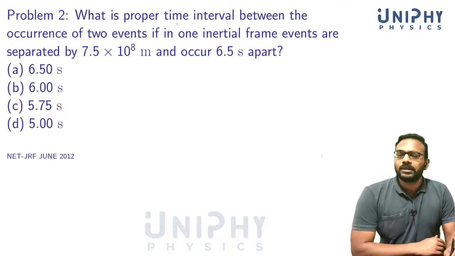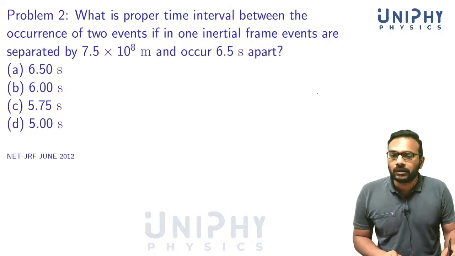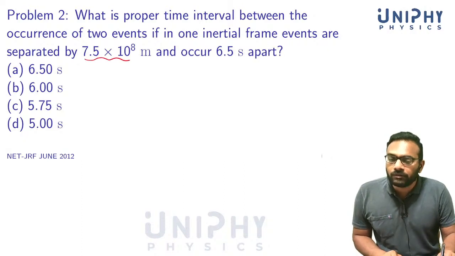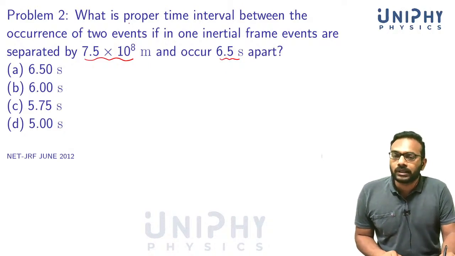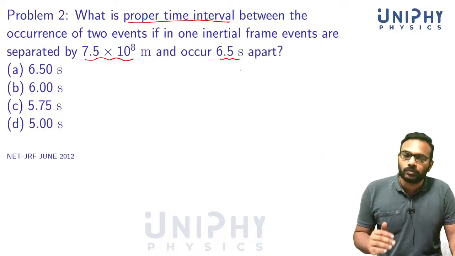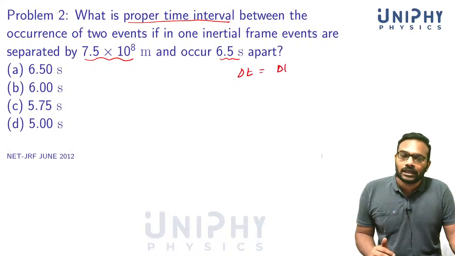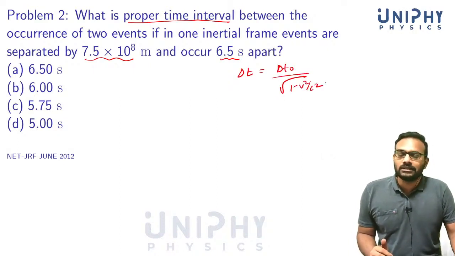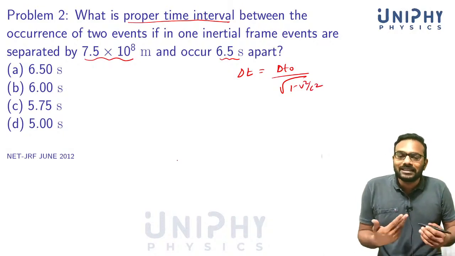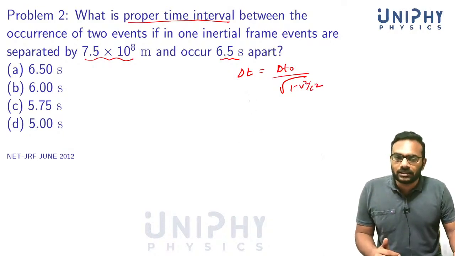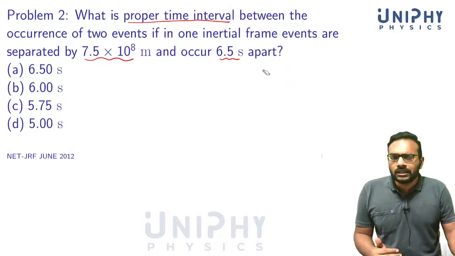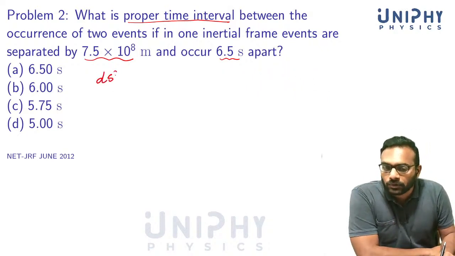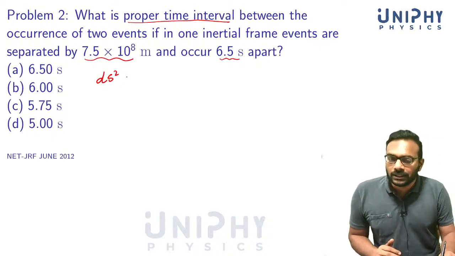What's the proper time interval between the occurrence of two events if in one inertial frame the events are separated by 7.5 into 10 raised to 8 meters and occur 6.5 seconds apart? They have asked for the proper time interval. Now, the usual expression that comes to our mind when we talk about proper time is this: delta t is equal to delta t0 divided by square root of 1 minus v square by c square. But we need a velocity to solve this problem. So it seems that you don't have enough information to solve this, but there is information hidden in here. I'll tell you how. That's one way to do it, or you could directly think about one of the most important quantities in special theory of relativity, ds square.